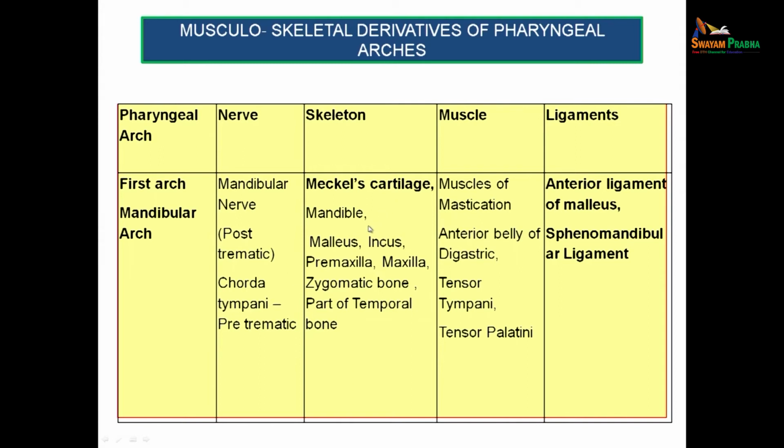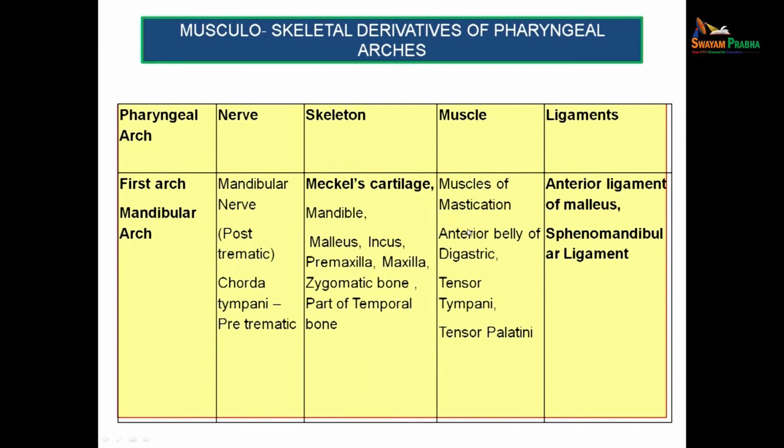Now when you consider the skeleton of the first arch, the cartilage first formed is known as Meckel's cartilage, and this will ossify later to form the mandible, the malleus and incus. Like the mandibular process, there is a maxillary process which will be giving rise to premaxilla, maxilla, zygomatic bone, and a part of the temporal bone is also formed in this region.